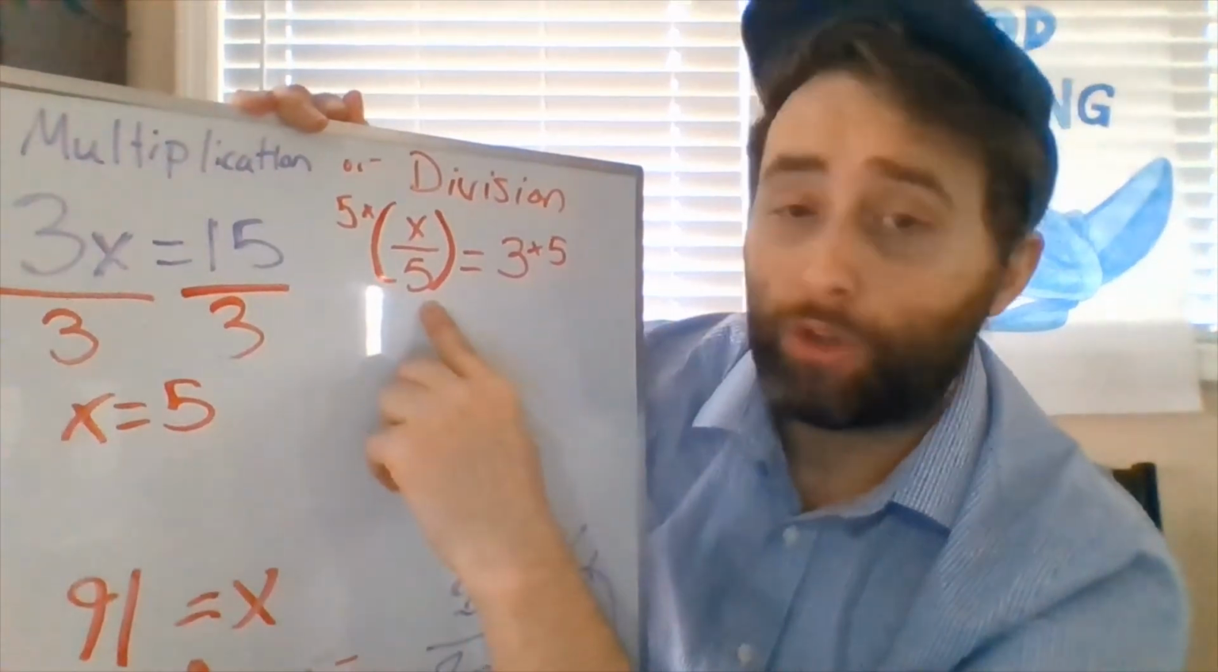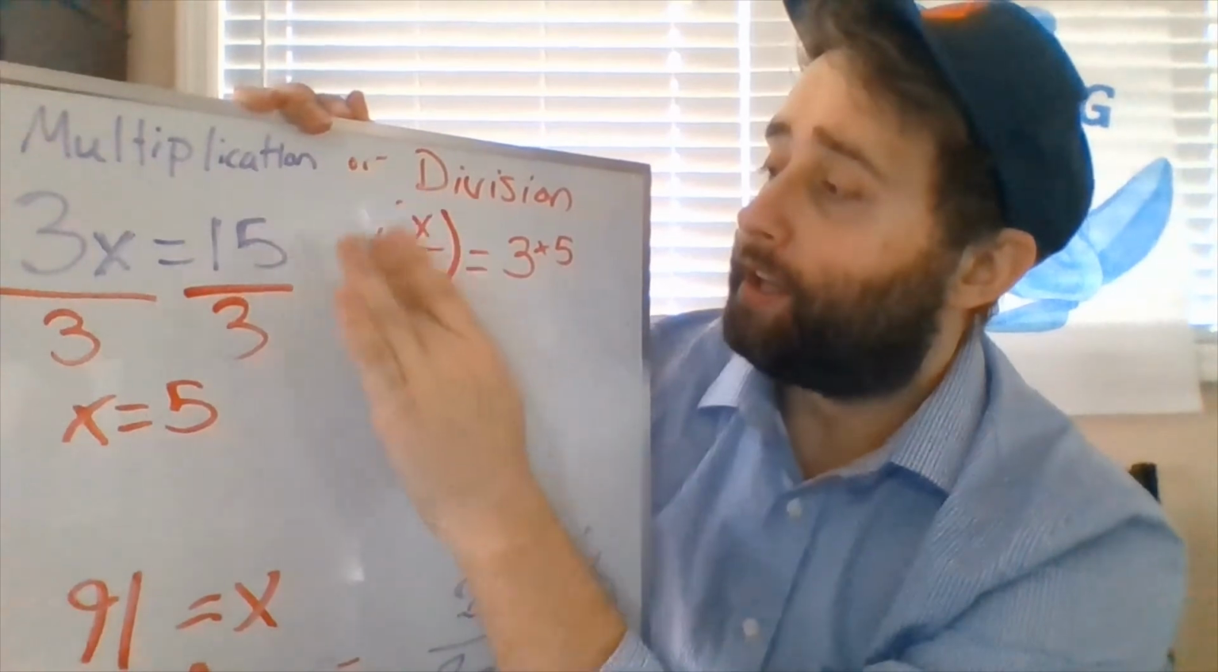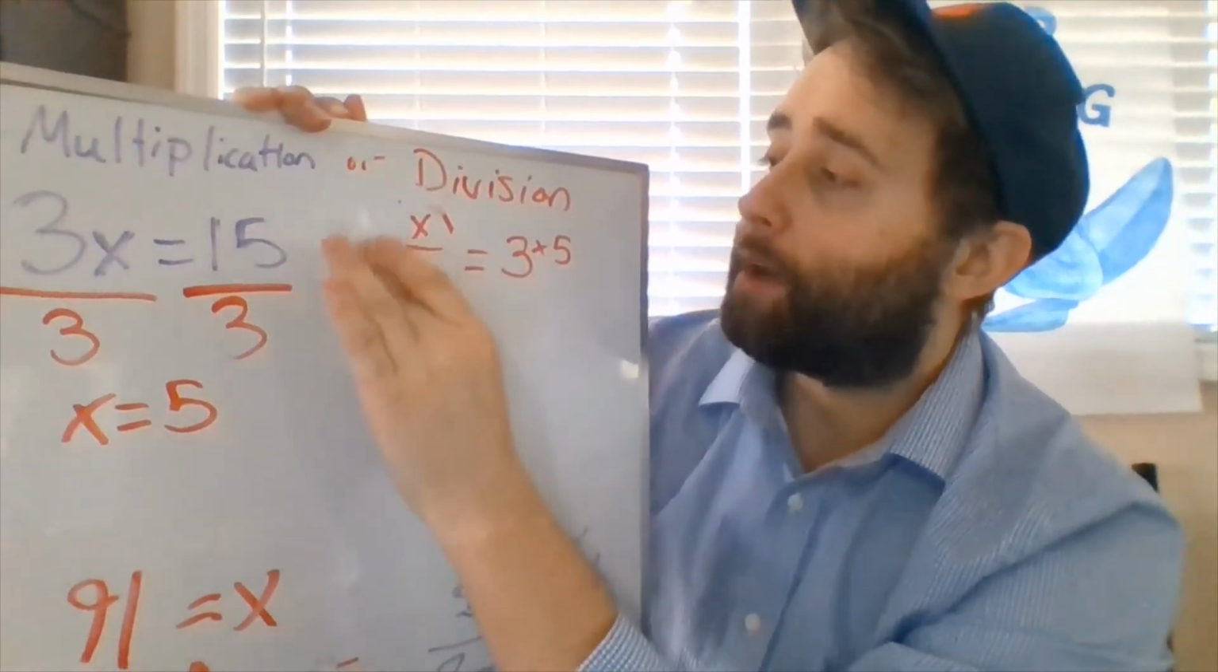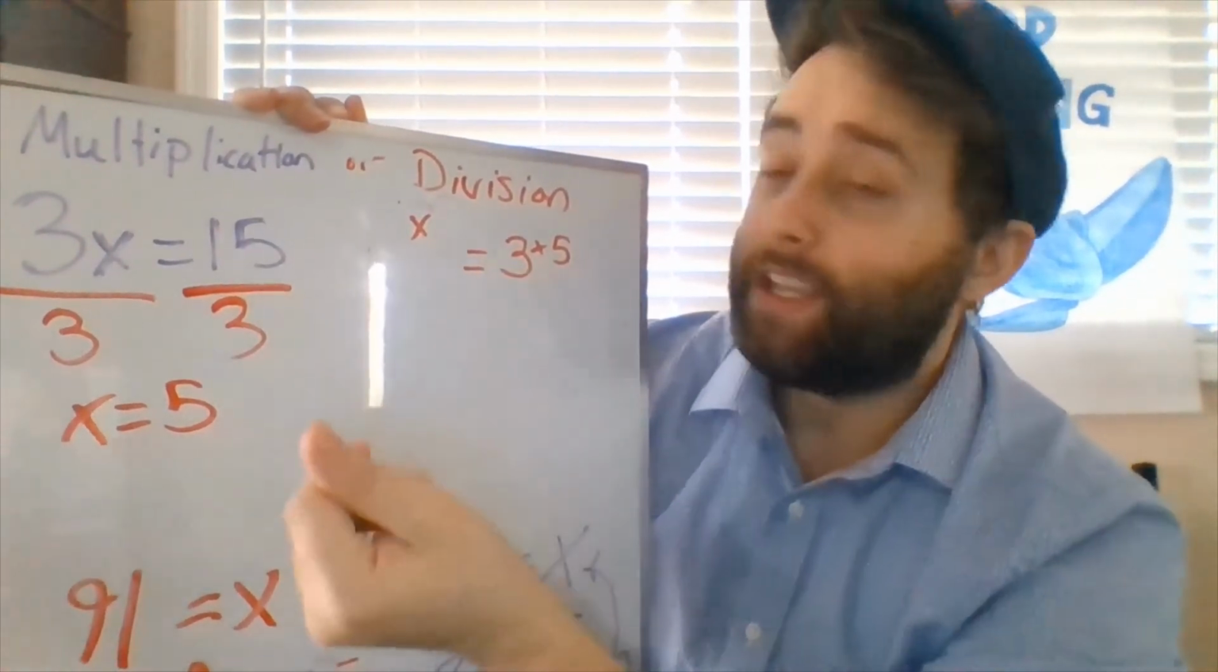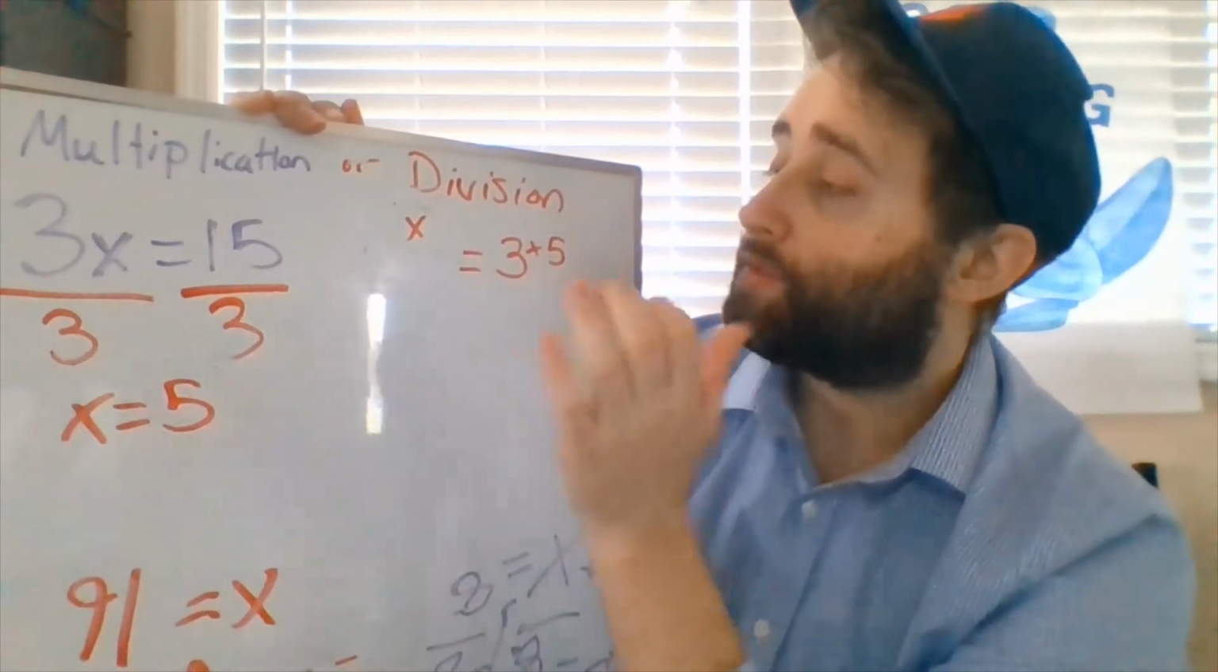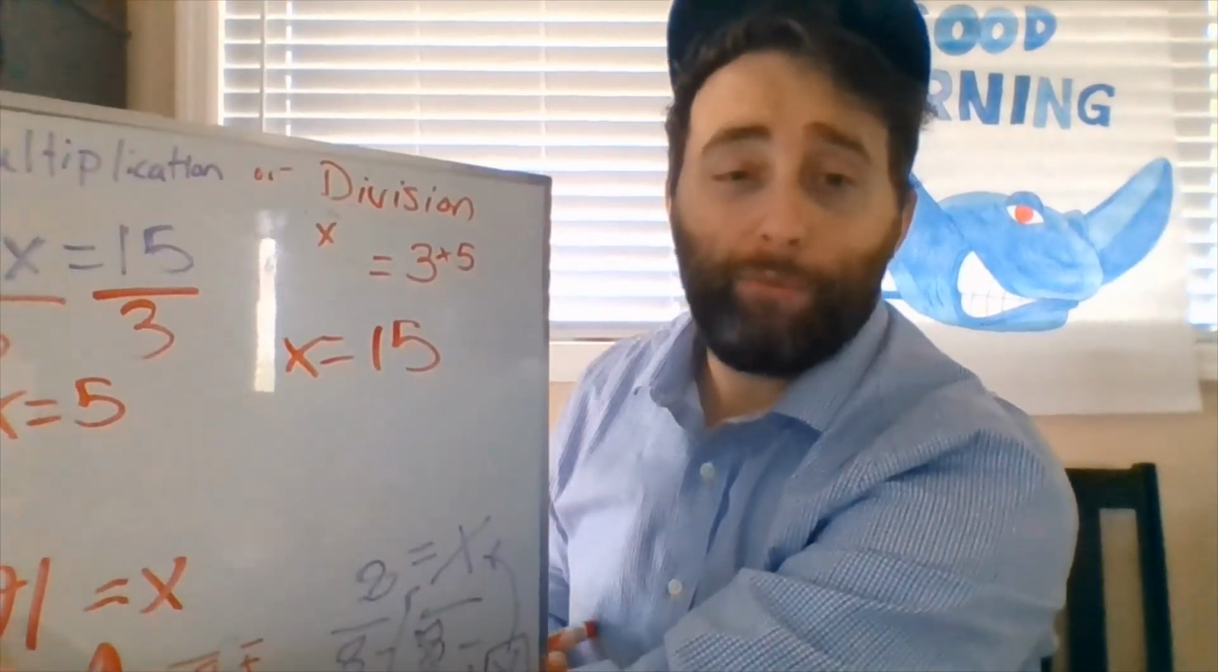You take this side, you multiply it by 5, and what happens is it gets rid of it here, and it gets rid of it here, because they're inverse operations. They undo each other, and that leaves us with an x. 3 times 5, 15. So, for this problem, x equals 15. I erased it, so I can't actually double check because I don't remember what I wrote there.